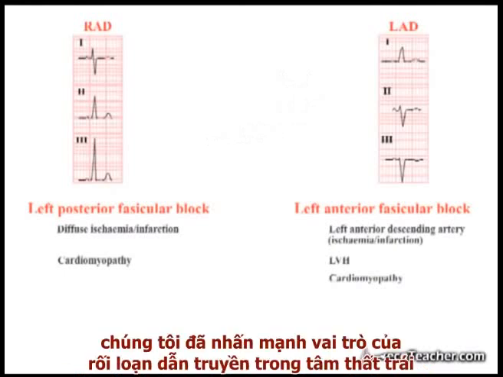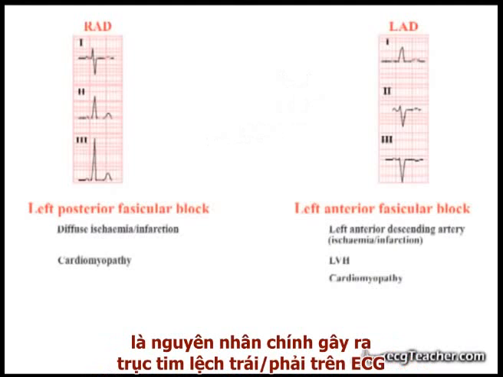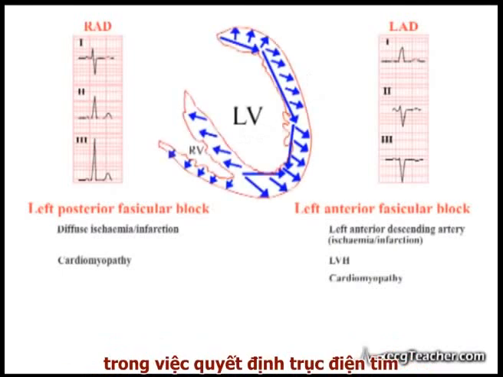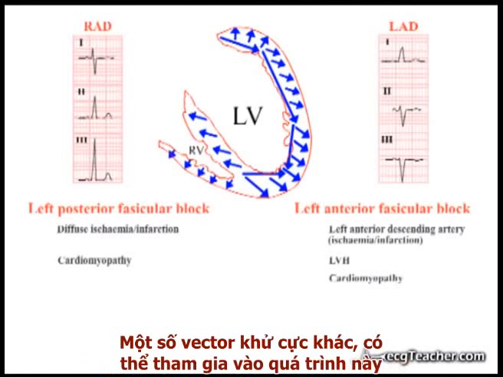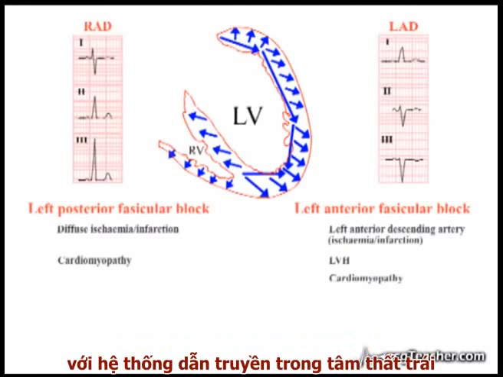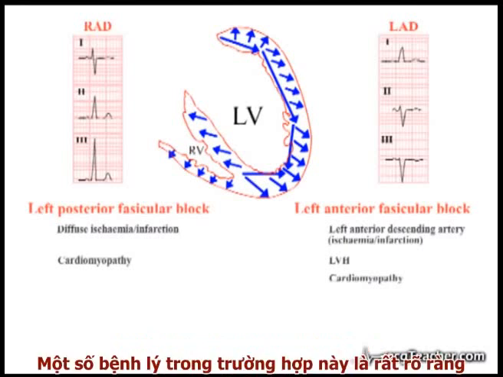So far, we have emphasized the role of conduction defects in the left ventricle as the primary cause of axis deviation on the ECG. This is indeed the case, and it reflects the dominance of the left ventricle in determining the cardiac axis. However, we should point out that in some situations, other depolarization vectors may come to the fore and shift the axis independent of damage to conduction in this chamber. Some of these are intuitively obvious.